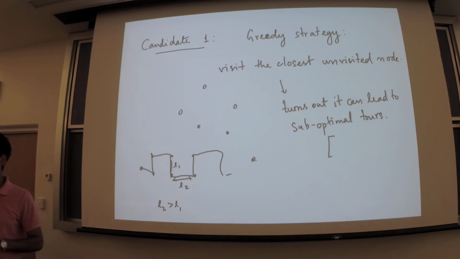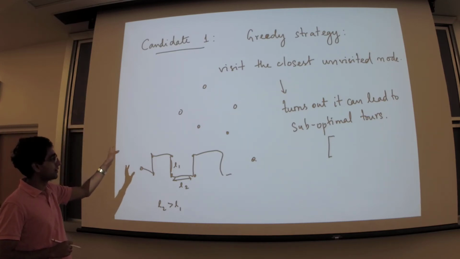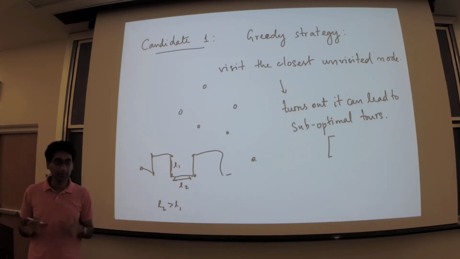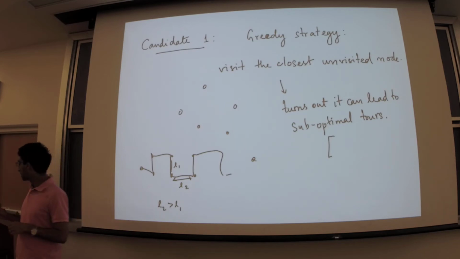So this is a good start. I mean, it's a natural strategy, and it turns out to give some small constant factor approximation on the plane, but not in general. All right. So what else can you come up with?